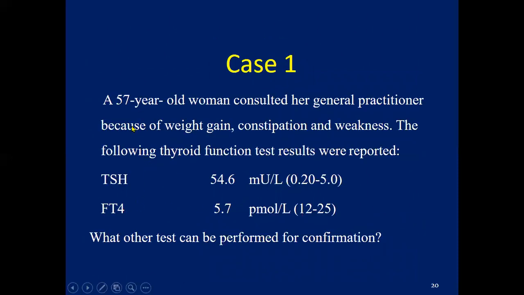Now, a 57-year-old woman consulted a general practitioner because of weight gain, constipation, and weakness. These are vague symptoms. These may be present due to some other conditions also. Then, if you have a suspicion, she is a woman and has these symptoms, then thyroid function should be advised. Her TSH was 54, normal is up to 5. Free T4, which is more sensitive, was 5.7, and it is low as compared to the normal reference range.